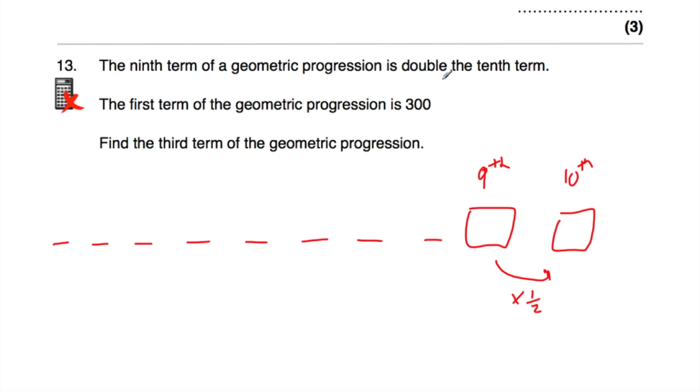So it says that the first term in the geometric progression is equal to 300. So we know the first term is 300. We want to find the third term, so we want to find this term here.